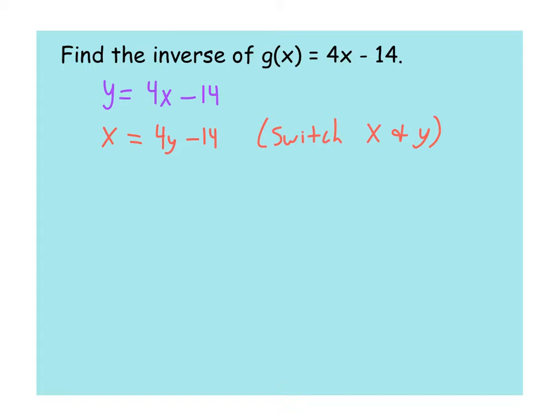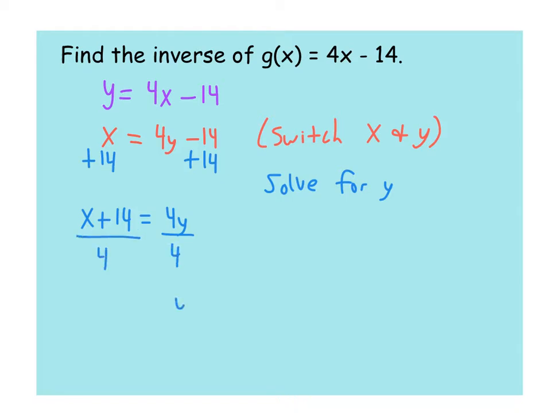Okay, now all we need to do is solve this new equation, I should say, for y. Okay, so let's solve for y. Using some algebra, we can solve for y by adding 14 to both sides. Right, so x plus 14 will equal 4y. And then we're going to divide both sides by 4. Okay, so let's do that.